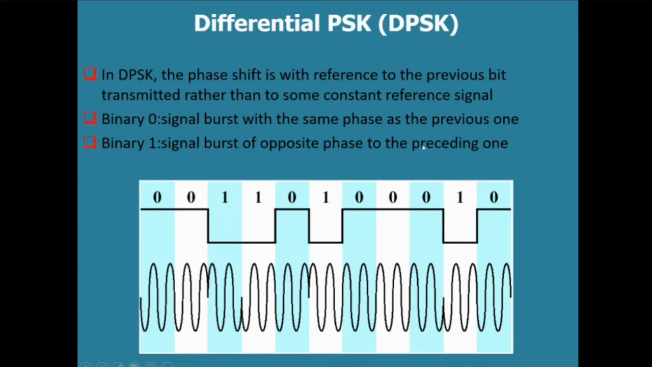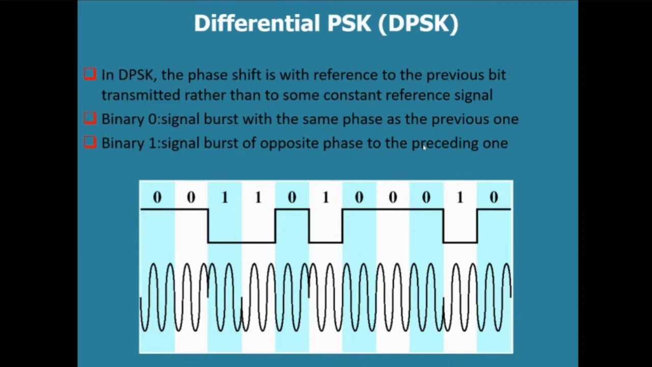So opposite to the preceding one. This is a very important technique which is mainly used in digital modulation: differential phase shift keying. What does phase shift keying mean? If there is a change in phase shift, a 180-degree phase shift, when the binary digit changes from 1 to 0 or 0 to 1.